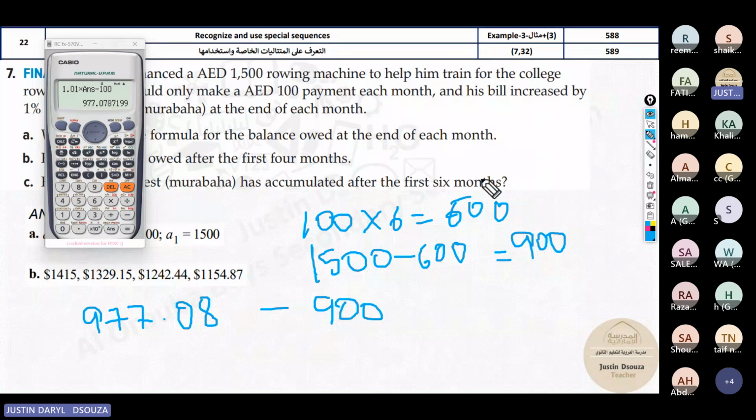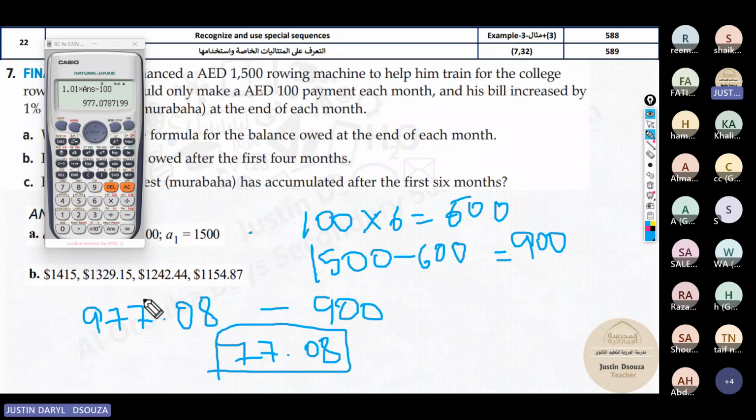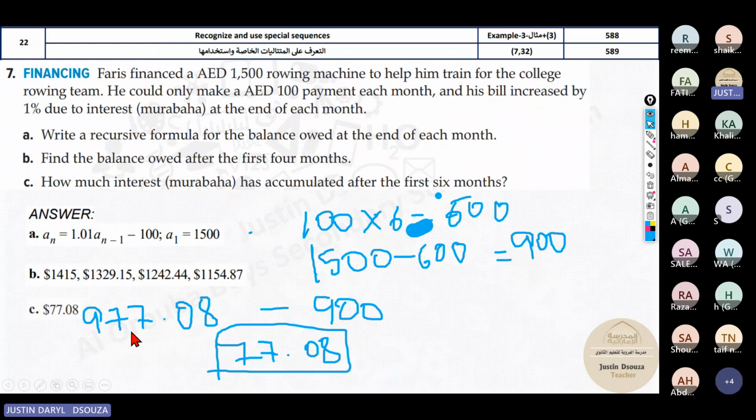But now after 6 months, the balance is 977.08. This is because of interest. Now, if you subtract these both, you will get 77.08, which is the interest after 6 months. So the answer will be 77.08. That is the answer, 77.08. I hope this is clear.